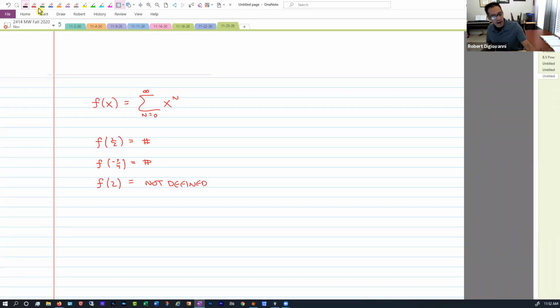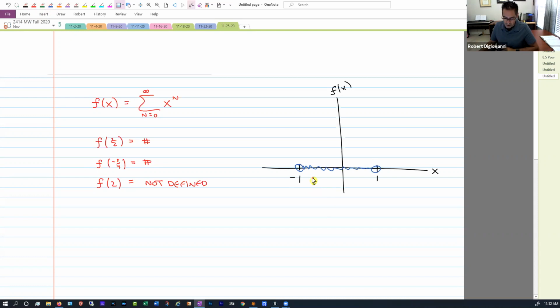So if I look at it graphically, if this is my x value and this is the function's value, then as long as I plug in numbers that are somewhere in here, not including 1 and not including -1, as long as I pick inputs from here, I should have outputs, shouldn't I? And those outputs should give me something.